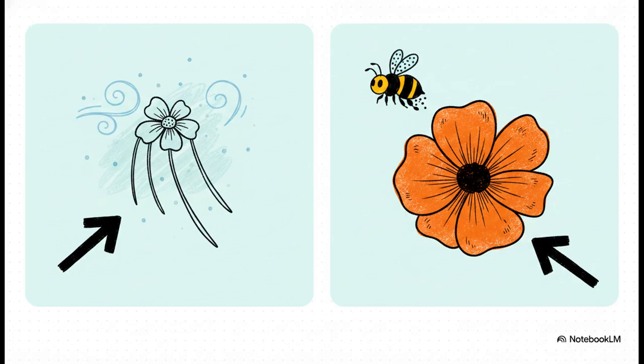Wind-pollinated flowers have these tiny petals, exposed anthers, and produce very light aerodynamic pollen designed specifically to catch air currents. Insect-pollinated flowers, on the other hand, have those massive, colorful petals, and their pollen is physically sticky, literally designed to cling to a bee's legs. The plant's physical adaptation always perfectly matches its delivery vector.